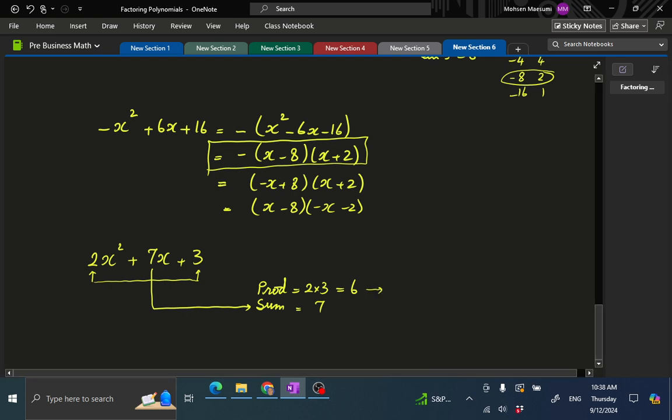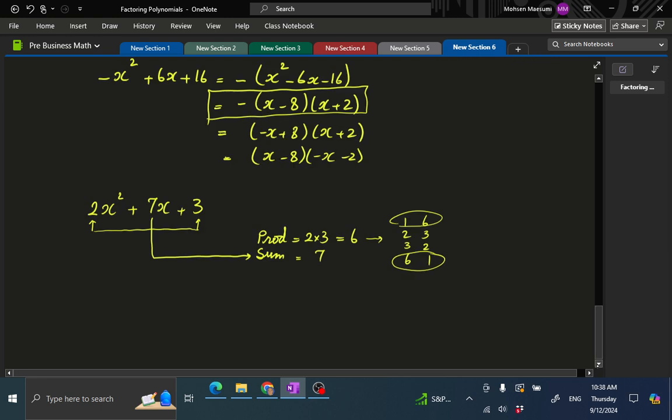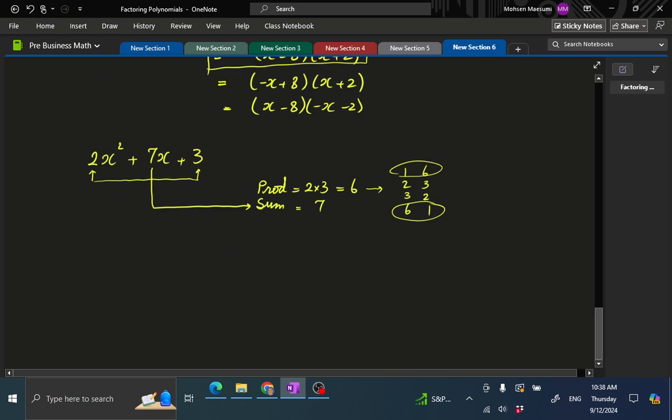So for 6, of course, possibilities are 1 and 6, 2 and 3, 3 and 2, and 6 and 1. Of course, your choices are either of these two. Whichever you pick, that's fine. So for example, I pick 6 and 1. I say 7 is 6 and 1.